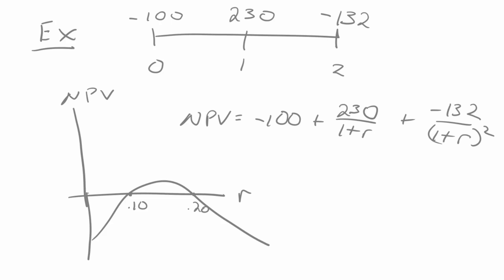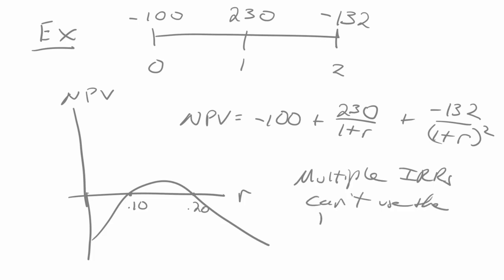So in this case, we have multiple IRRs. There's multiple solutions to this equation. So you can't use the IRR rule. So that's one thing that can go wrong. Another is that you might not find any solution at all.